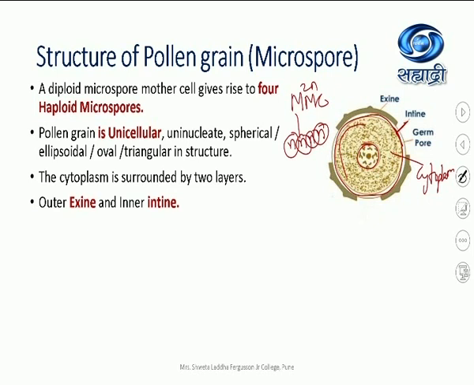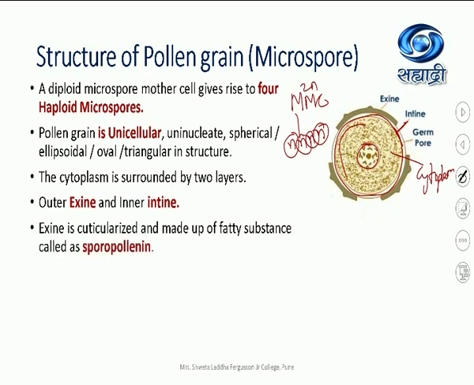One more thing you might have noticed, exine is not continuous but intine is continuous. Exine is cuticularized and it is made up of a fatty substance called sporopollenin. And who secreted this sporopollenin? The tapetum. It secreted the sporopollenin. Intine is made up of cellulose and pectin.